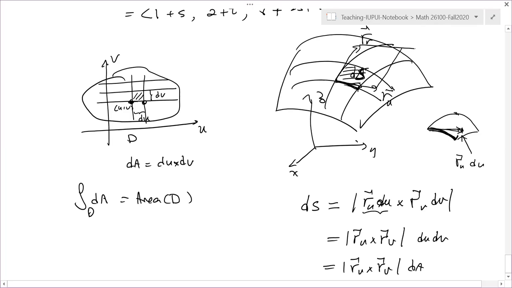And then this will be r_v dv, multiplied by this. And the length is going to be dS, remember? So the cross product of these two vectors gives the parallelogram. The norm of the cross product of those two vectors gives the area of the parallelogram. The area of this parallelogram is an approximation to the area of that small piece.